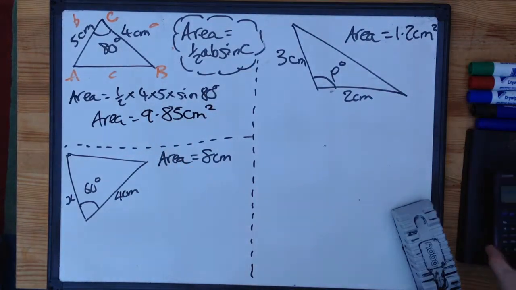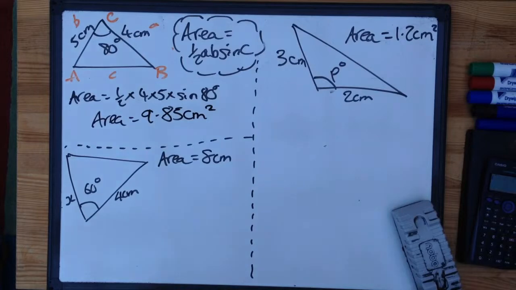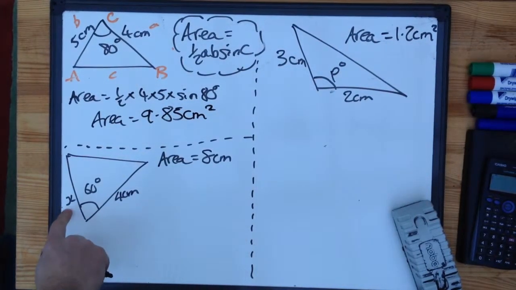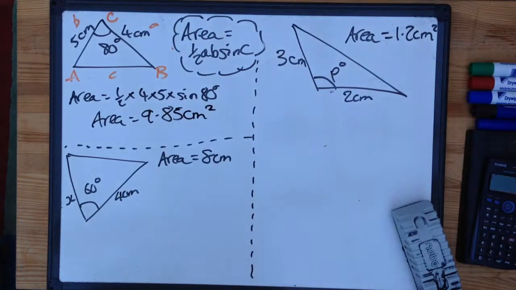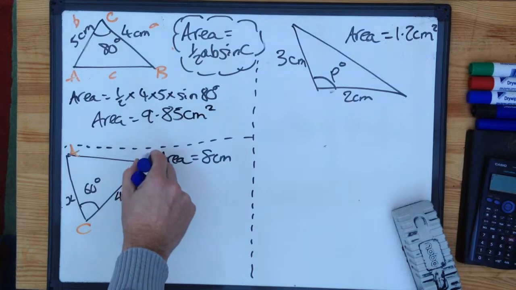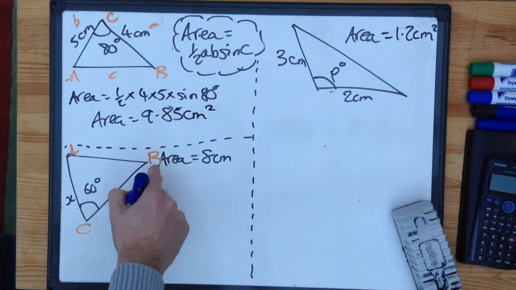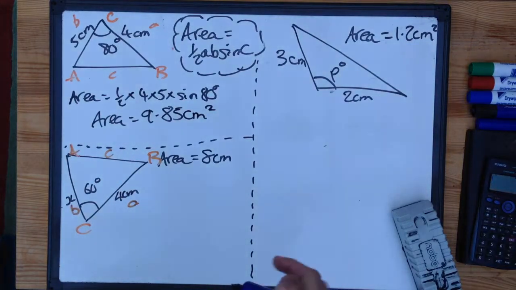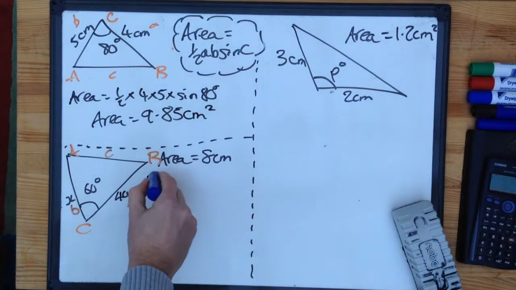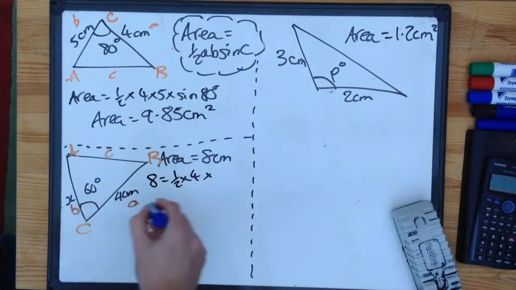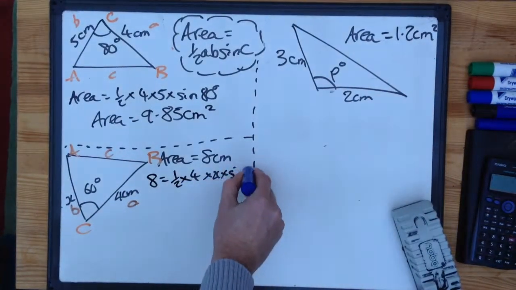So that's relatively straightforward, easy few marks there. This is slightly more difficult because we're told the area, we need to do some rearrangement to find out what x is. Same start, label the corner here as C because it matches in with the angle, the other two makes no difference, A, B, opposite big A, little a, opposite big B, little b, opposite big C, little c, subbing in what we know. Well, the area is 8, so 8 is equal to a half times A, which is 4, times B, which is x, times sin 60.